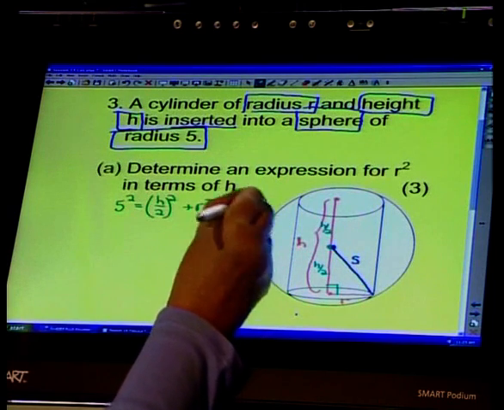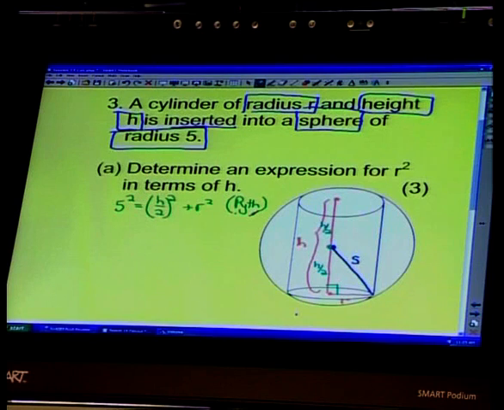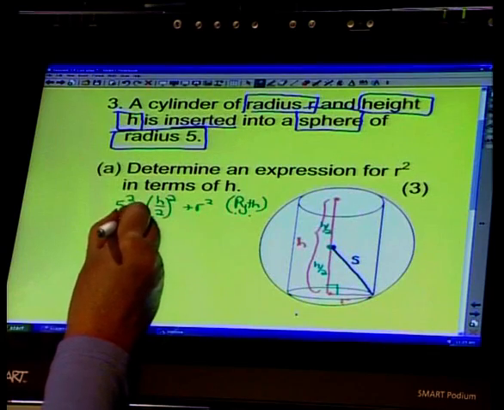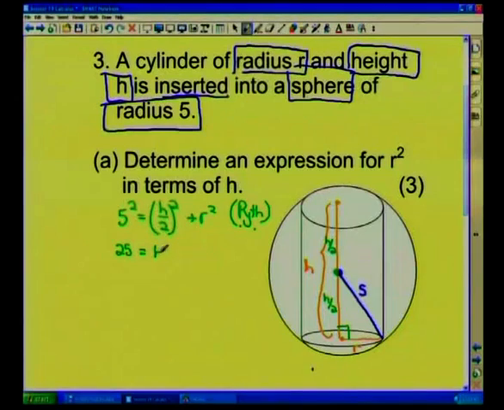Also, a good idea is to just let them know why you're suddenly stating that statement. Now, we're not finished because it said find an expression for r squared in terms of h. So at this stage, I can say 5 squared is 25. This is h squared over 4 plus r squared. And so therefore, I could say r squared is equal to 25 minus h squared over 4. I've now answered the question properly.